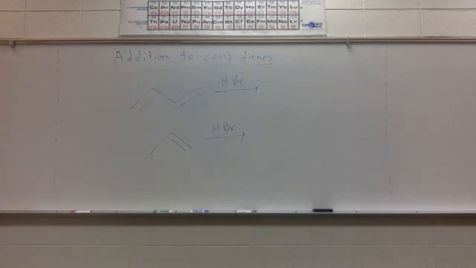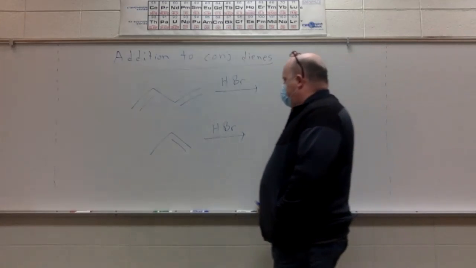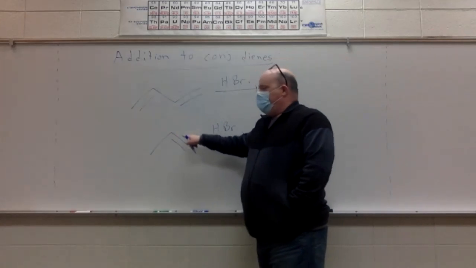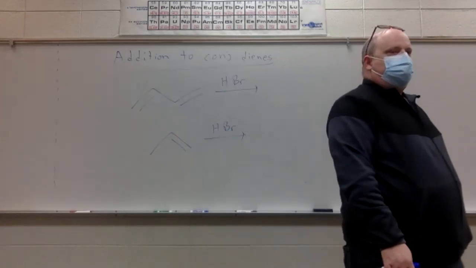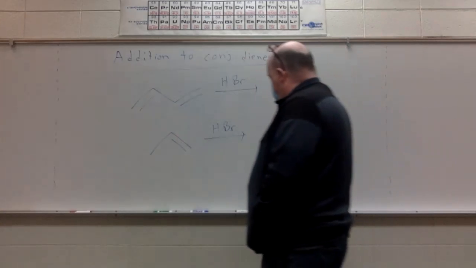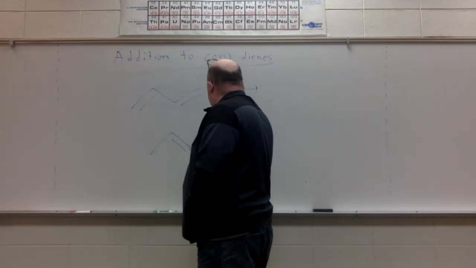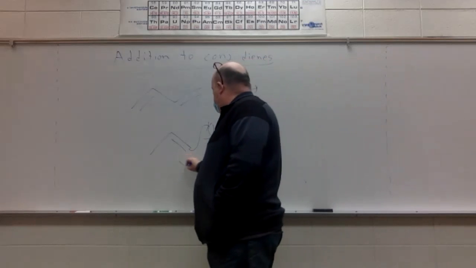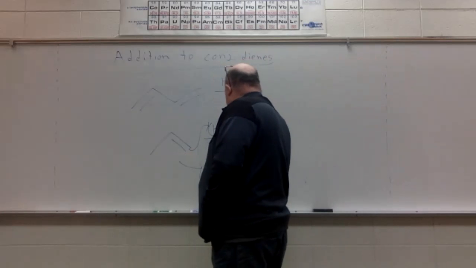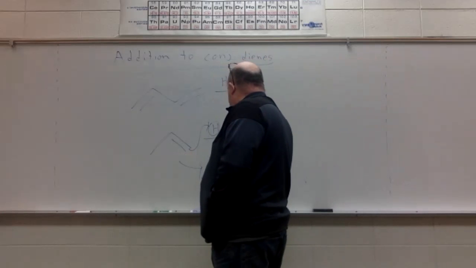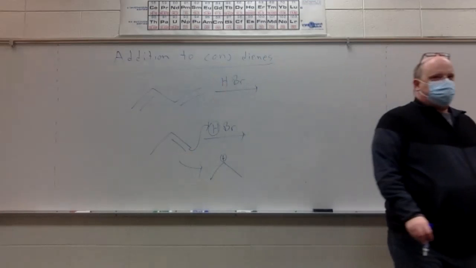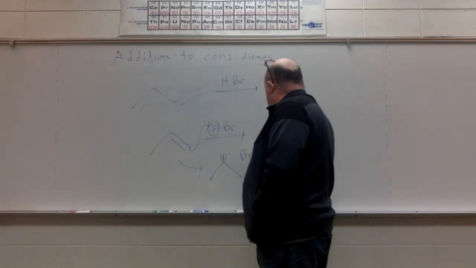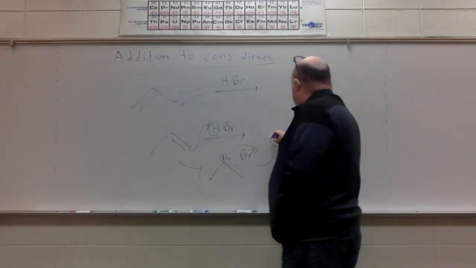The pi bond grabs the H. Pi bond's going to grab the H, so the H is going to attach itself to one of these carbons. Which one? The outside one, right? It's going to be a Markovnikov addition. So you're going to go through the most stable carbon cation, which in this case is a secondary. And then what happens? Br attaches to your C+. Yeah. That's old hat. They've done that before.